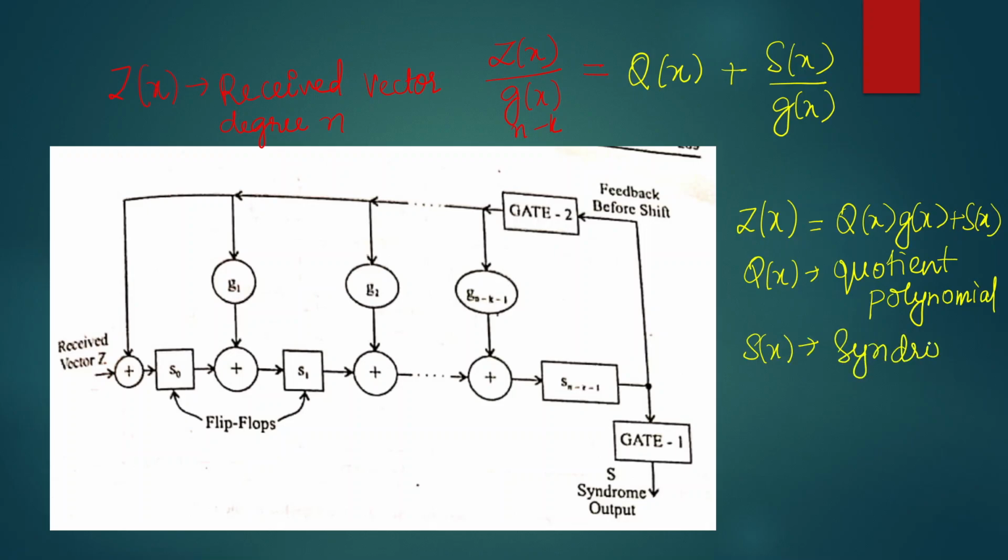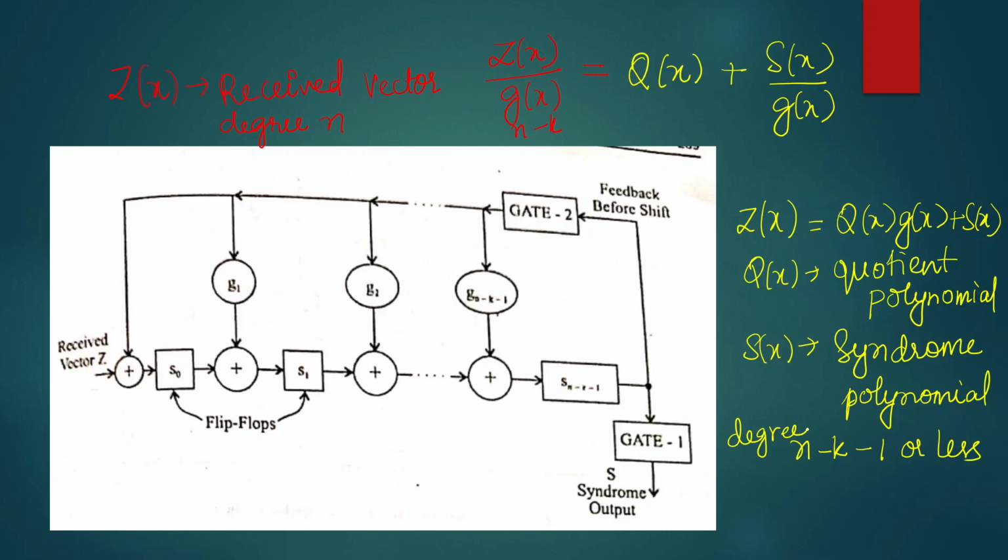So the remainder that we obtain by dividing z of x with the generator polynomial is nothing but our syndrome polynomial, and the degree of the syndrome polynomial is always n minus k minus 1 or less. The degree of syndrome polynomial would be n minus k minus 1 or lesser. So the general circuit that is used for the syndrome calculation is shown in this video.